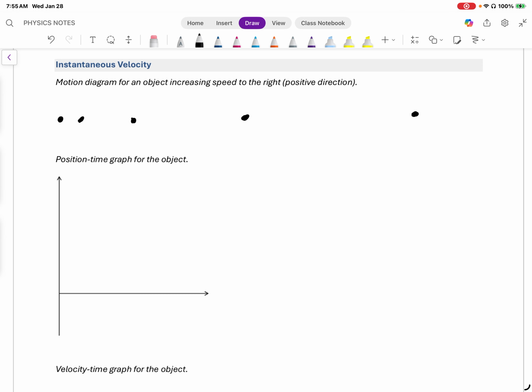So maybe I have something like this. I'm going to go ahead and number these: we'll say this is 0, 1, 2, 3, and 4. It says our positive direction is to the right, so I'll go ahead and label that axis here. And then we do like to put those little arrows in here, right? So here are my little velocity vectors.